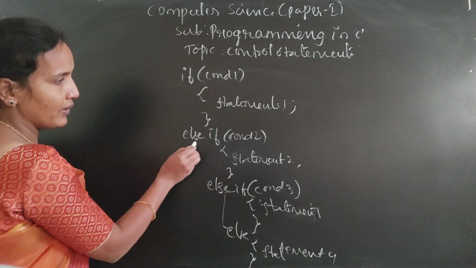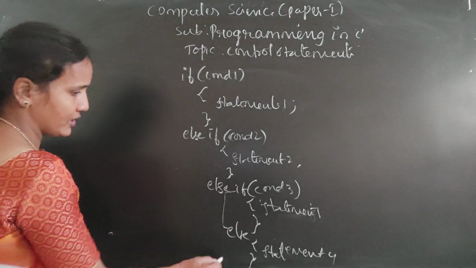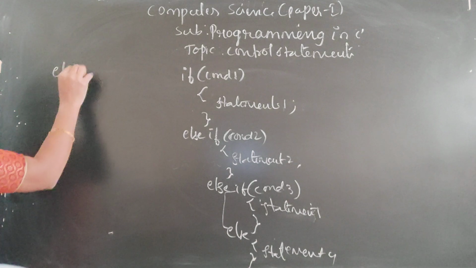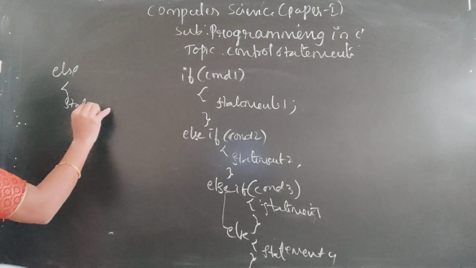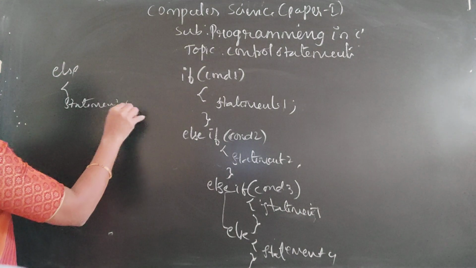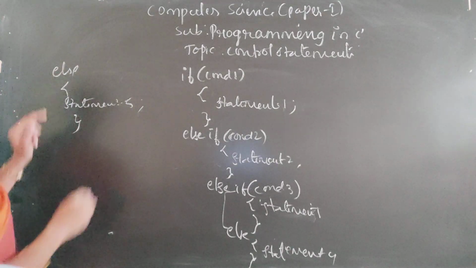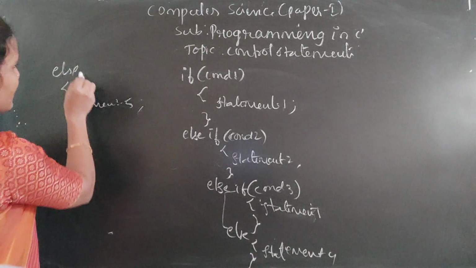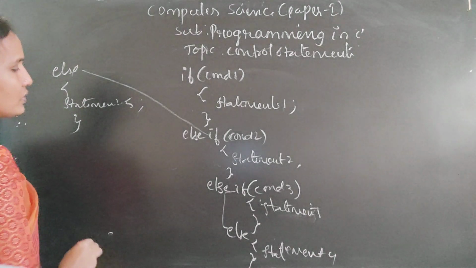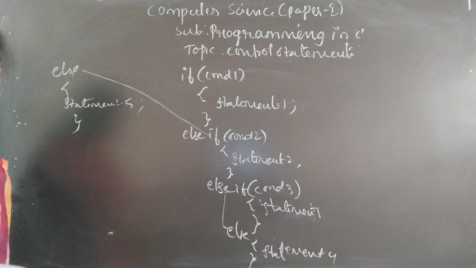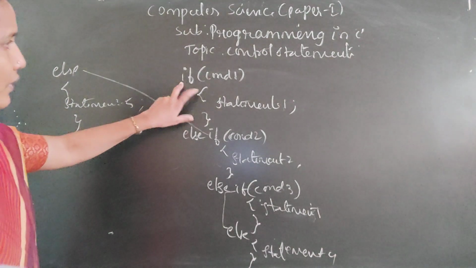Now what is else? Where is the else part of this? Continuation, else, statement 5. Else part of this. So this is else part of this. This is else part of that. Sorry. See, in the else only we are checking the condition. No. If true.